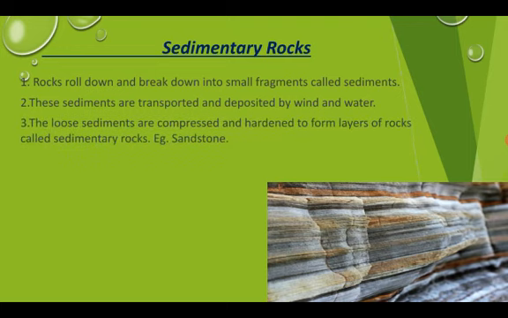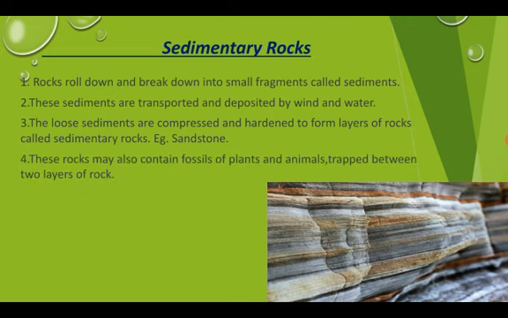The loose sediments, when these are taken from one place to another by wind and water, then they are compressed and hardened to form the layers of rocks. Then the rocks formed in such a way are called sedimentary rocks. Sandstone is an example of sedimentary rock. Children, you can see the formation of the sedimentary rock with the help of the given picture.